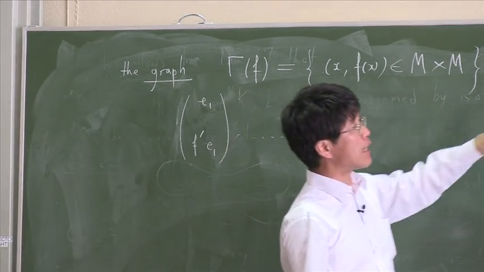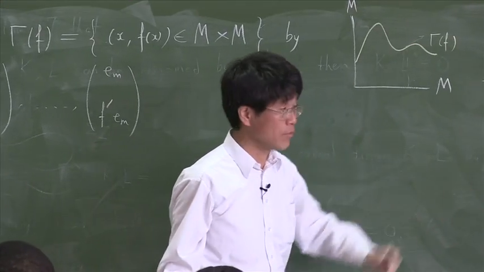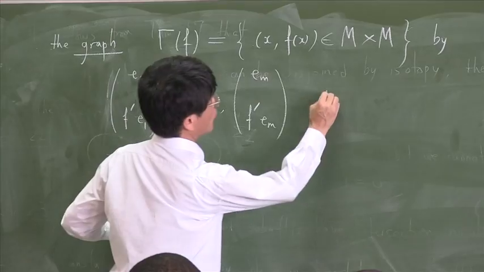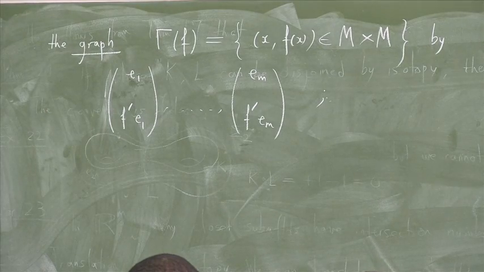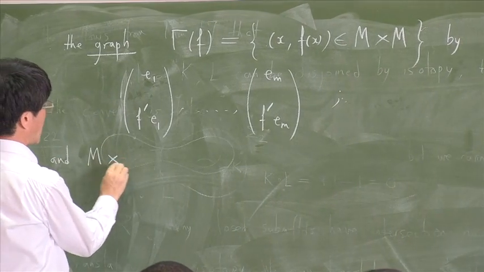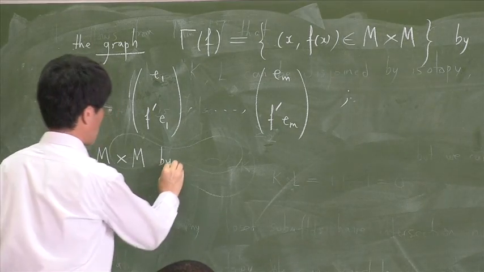tangent to and define the basis, the orienting basis, for the graph at each point. So that's the orientation of the graph. And finally, there is a third thing that we have to orient, which is m cross m. This is the simplest one, by the following vectors.